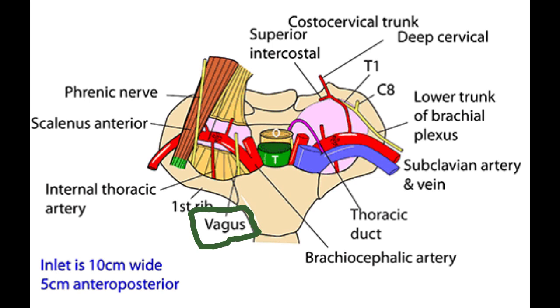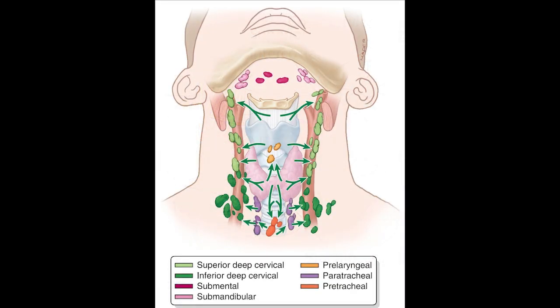The vagus runs on the medial surface of the apex of the lung and enters the superior mediastinum. Another one is the internal jugular vein. The internal jugular vein has inferior deep cervical lymph nodes adjacent to it. Here we are able to see the inferior deep cervical lymph nodes adjacent to the internal jugular vein.